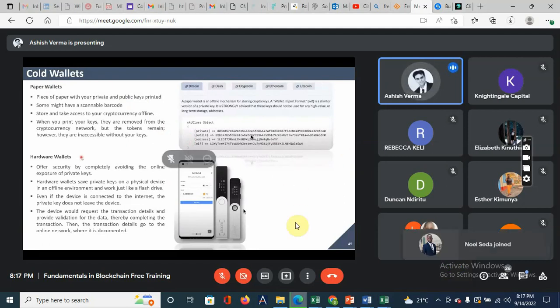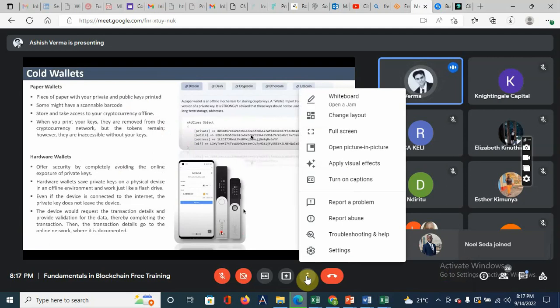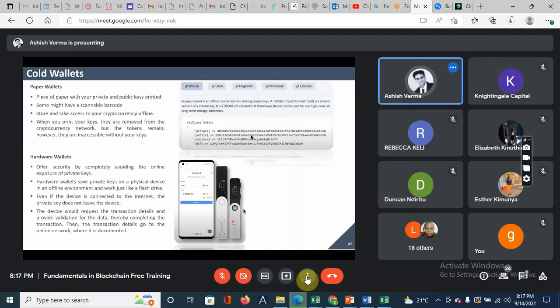And we have hardware wallets. These are also very famous wallets. Like the Ledger USB keys, where you can keep your cryptocurrencies, and you only have to plug into the network whenever you want to do a transaction.